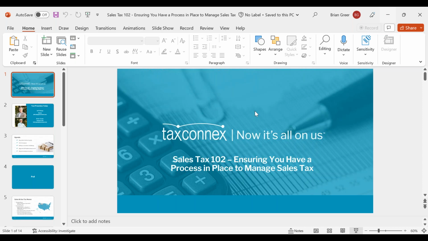And then the second practice area is a compliance outsourcing service where we prepare and file returns, manage sales tax registrations for clients, and just take care of the day-to-day sales tax activities of a business.